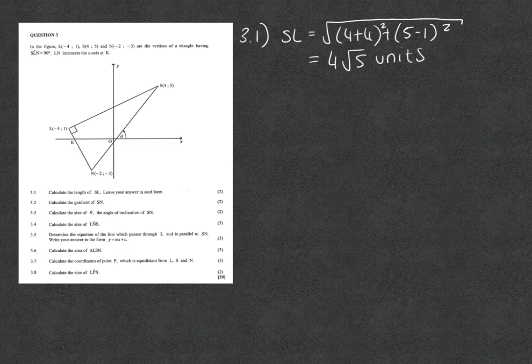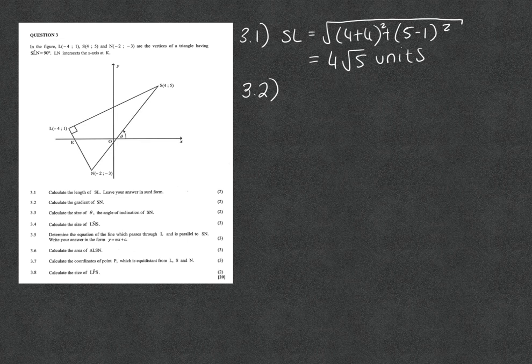Something that I picked up now, my calculator was still in stat mode, so just remember to put it back into comp mode. Just press mode on your calculator and press the number 1 for comp mode, so normal mode. Cool. Let's move on to 3.2. Just before I move on, 3.1 is 4 root 5 units. Remember, a distance is a unit of measure, so you would have to say 4 root 5 units.